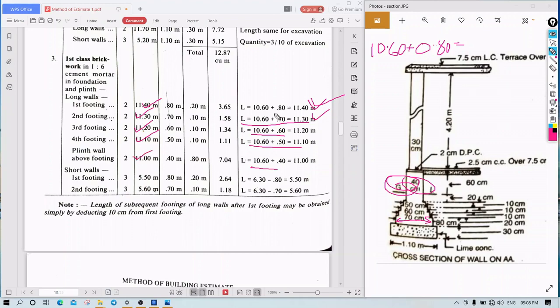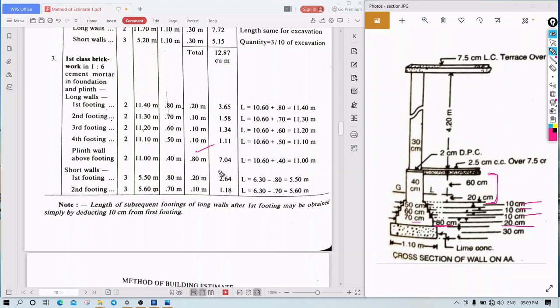Okay, next what we have to write, the breadth. For first footing breadth is 80 centimeter. Second is 70 centimeter, 60, 50, as well as 40. Okay, next is height or depth. The first footing depth is 20 centimeter. Second footing 10 centimeter. Third footing 10 centimeter. Fourth footing 10 centimeter. So whatever the depth of the plinth, that is 60 plus 20. Here you need to add. Okay, don't just write 60. You need to add 60 plus 20. Okay, that is 80.